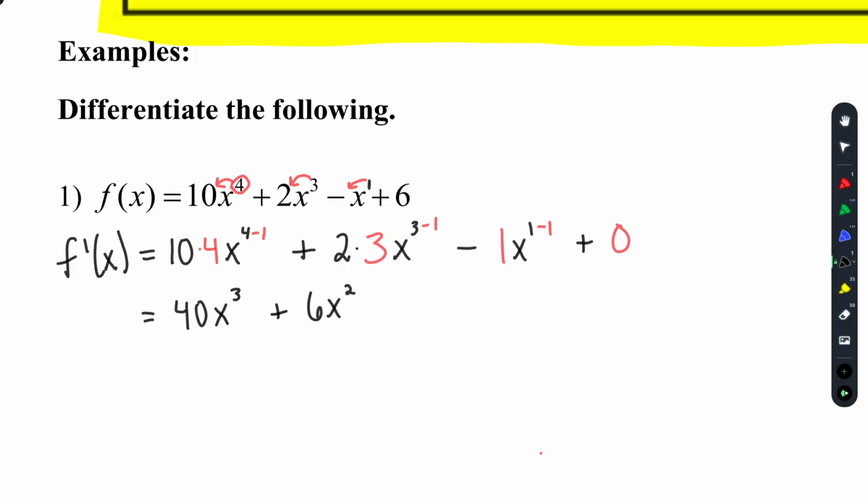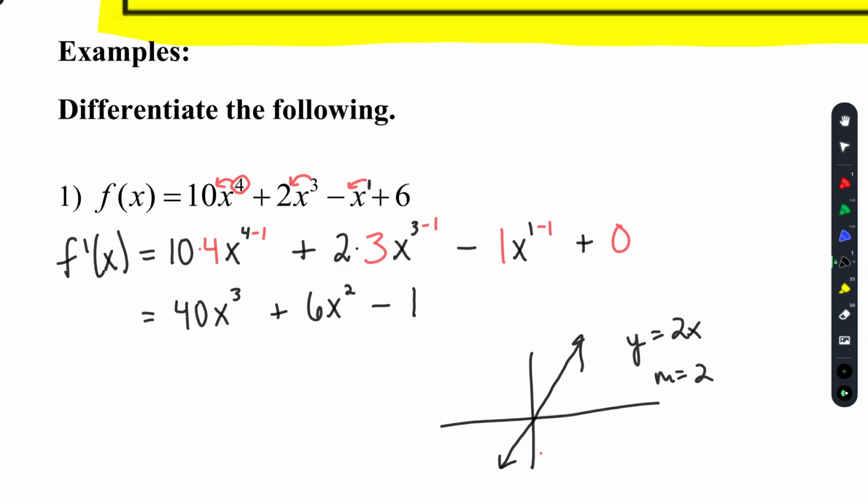Okay. And then this last one, people get weird about, but think about this one. This is x to the 0 power. So this one just turns to a 1. Okay. So when it's just plain x, it's going to be a 1. Remember, it's the slope of a tangent line. Think about if you had to graph y equals 2x. The slope of that line is 2. So for an x, it's always just the coefficient because it's just the slope of the line. Okay? Any questions?